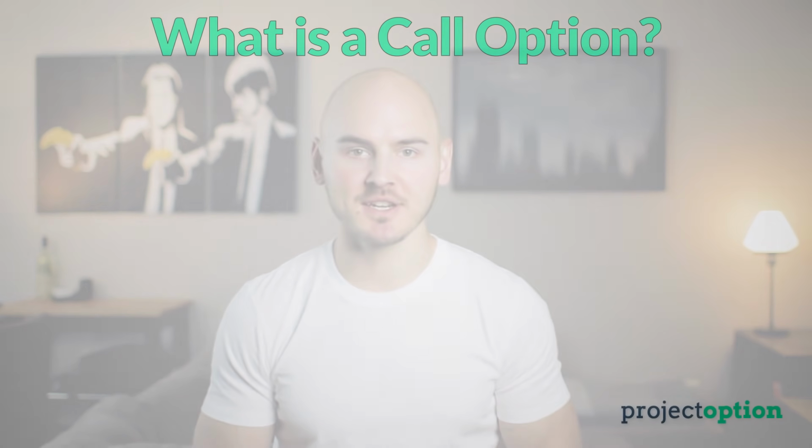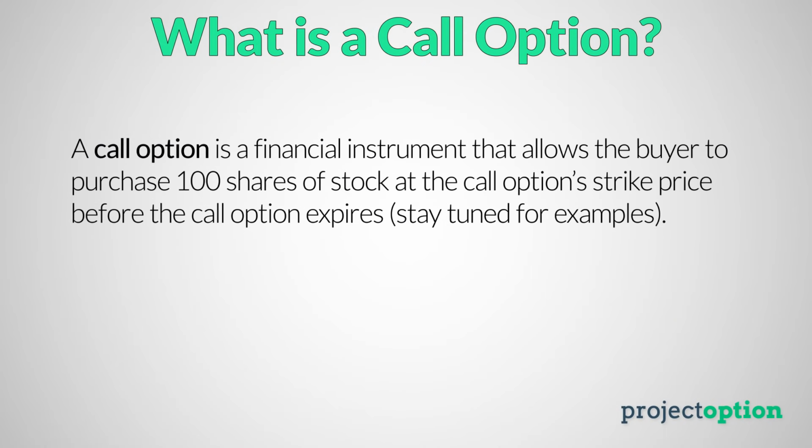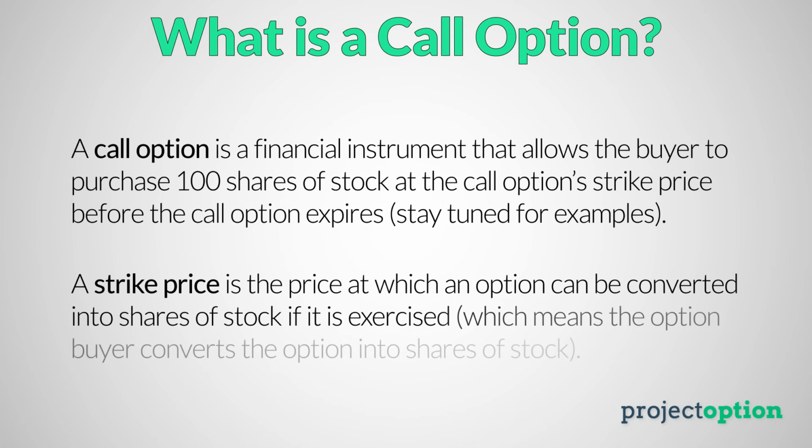To first explain to you what a call option is, I'm going to explain it from the perspective of a call option buyer. In the most common explanation, a call option is described as a contract that allows the option buyer to purchase 100 shares of stock at the call option strike price at or before that option expires. In options trading, a strike price is the price at which the option can be converted into shares of stock and therefore where a transaction will take place if the option is exercised.